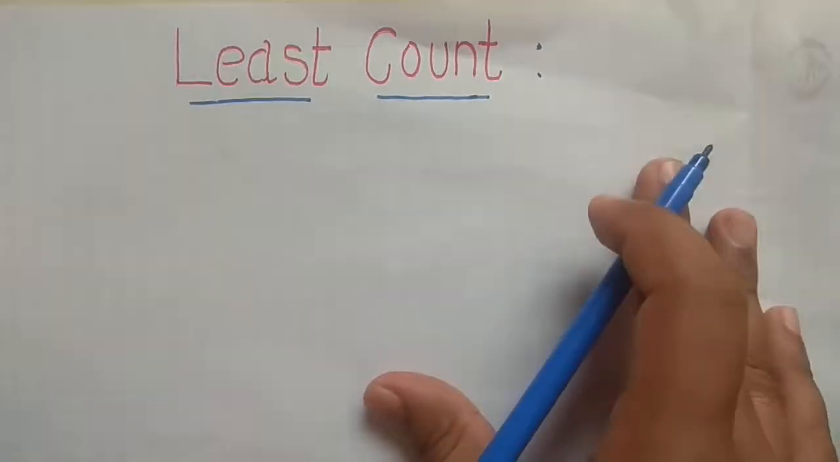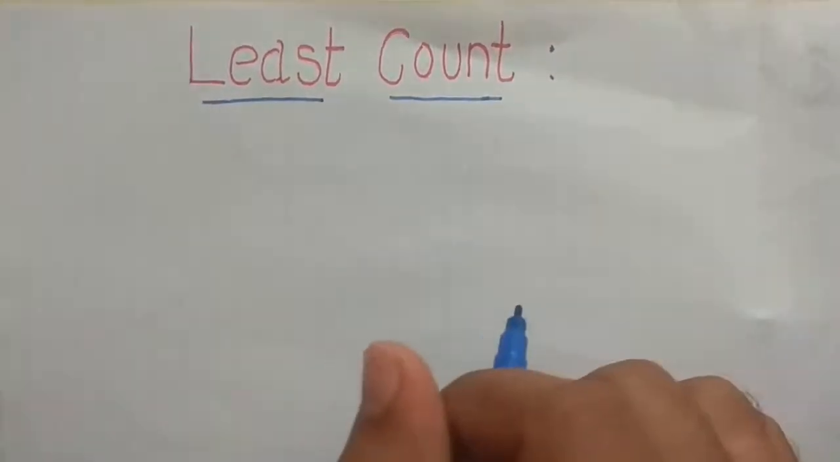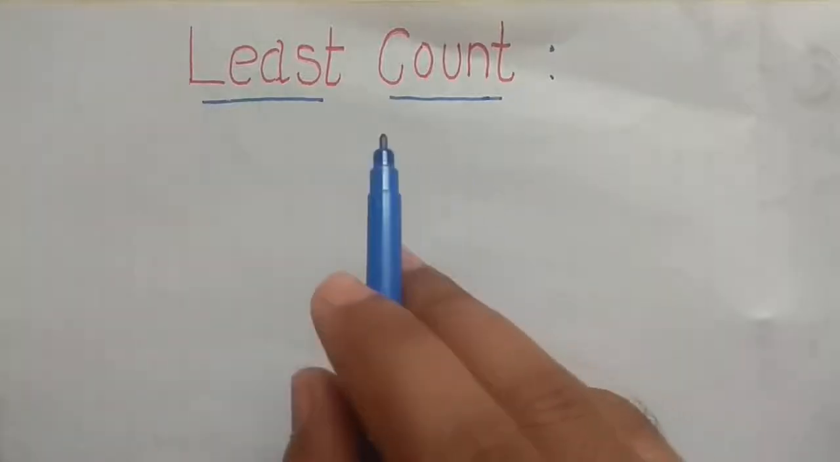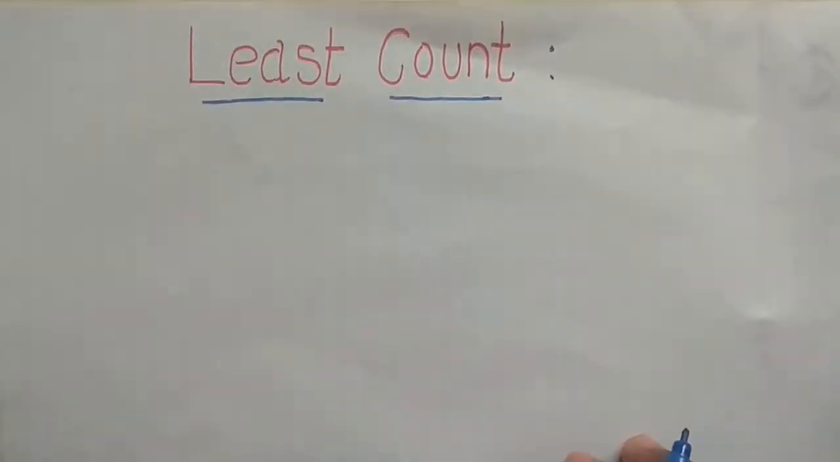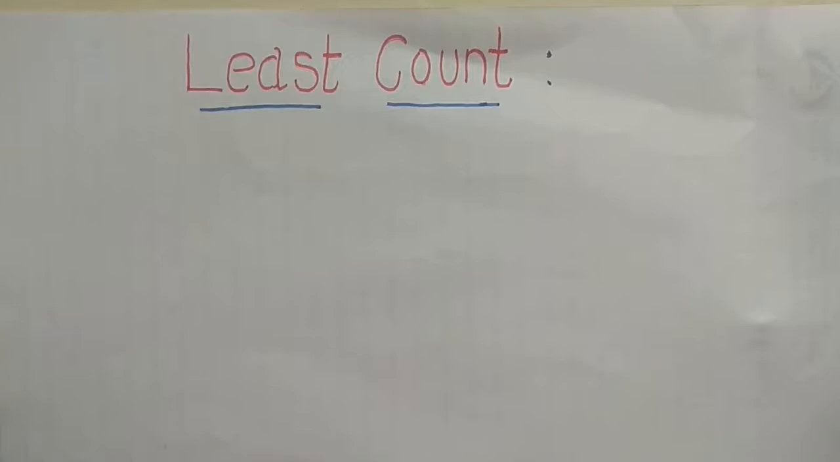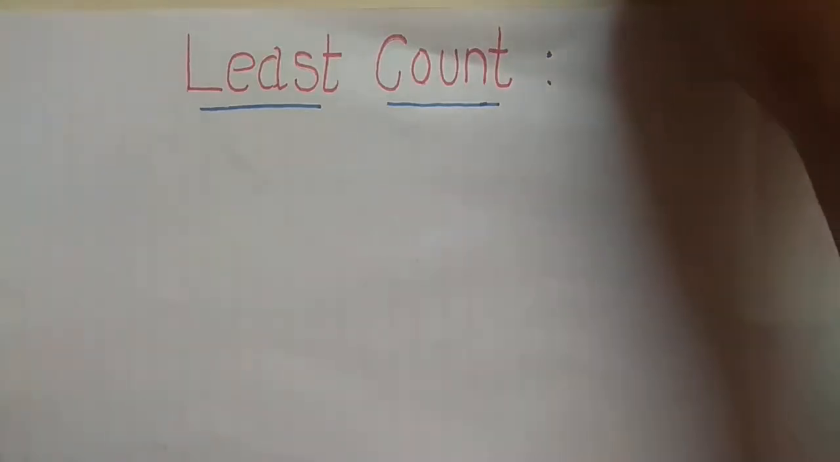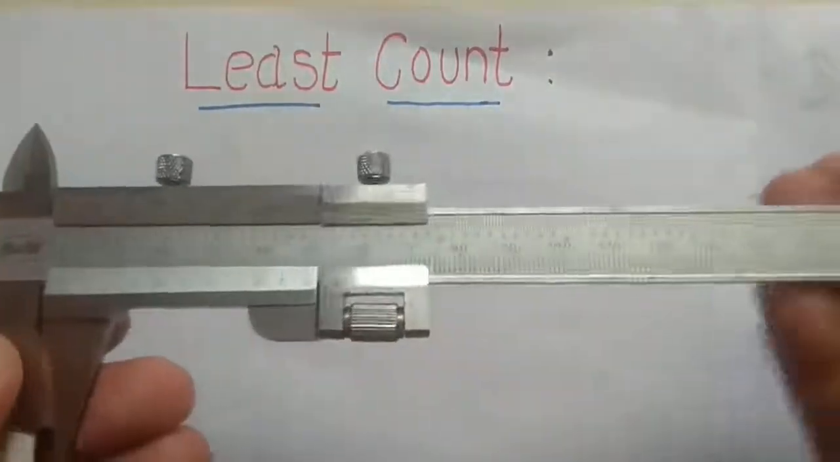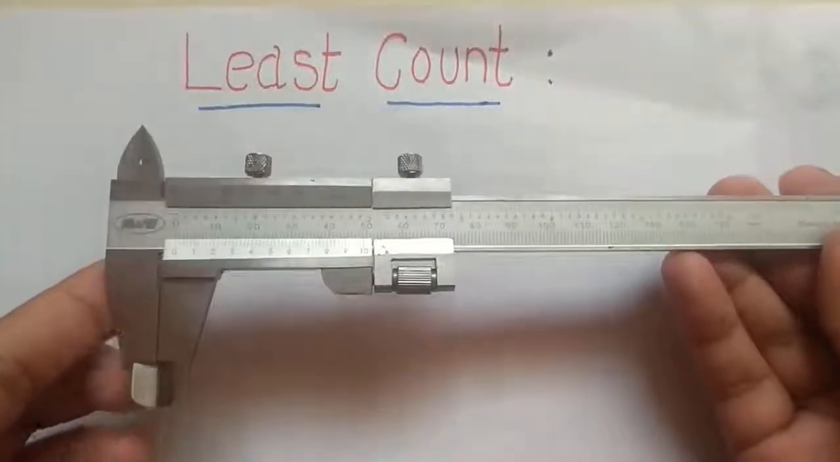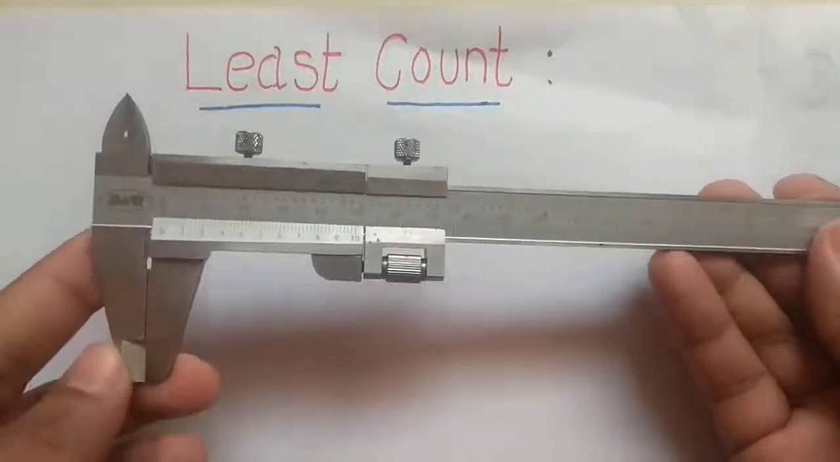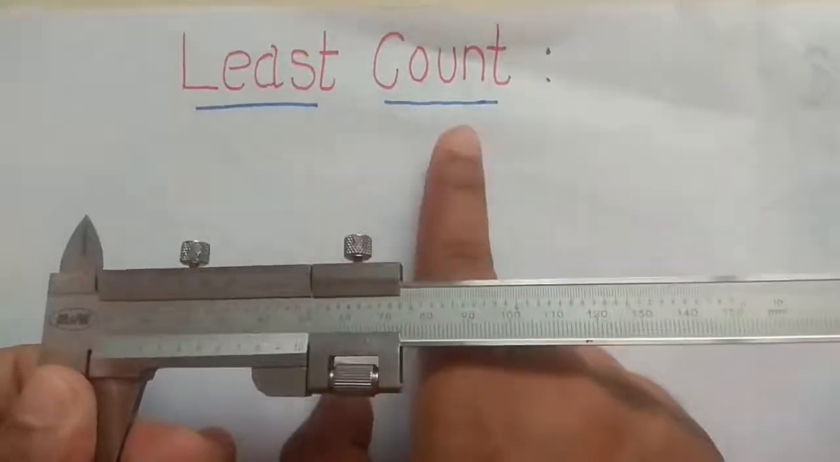Before going into the actual measurement, first of all we will discuss its definition, because we have to write this definition in the examination. The smallest measurement that can be done with an instrument is called the least count. When we use any instrument for measurement, the smallest measurement we can make with that instrument is known as the least count.